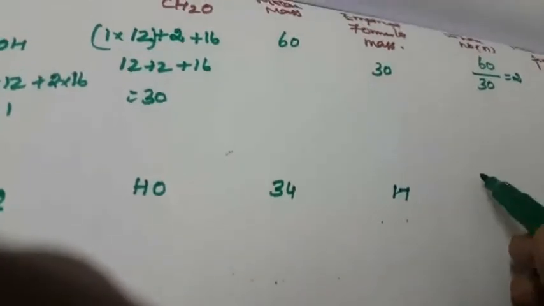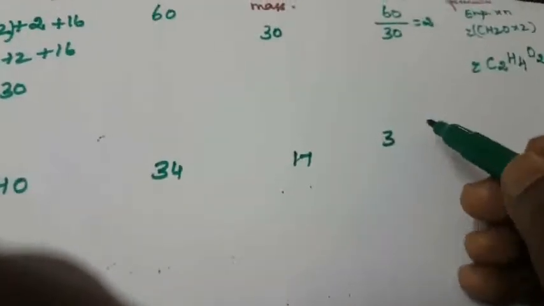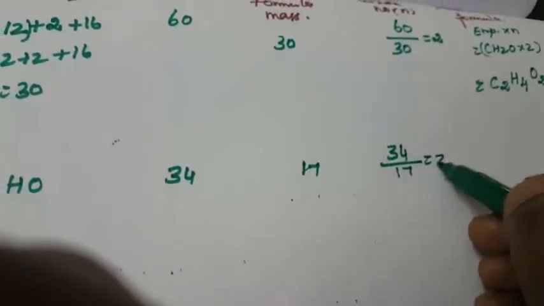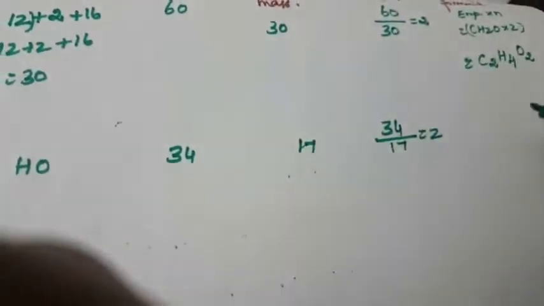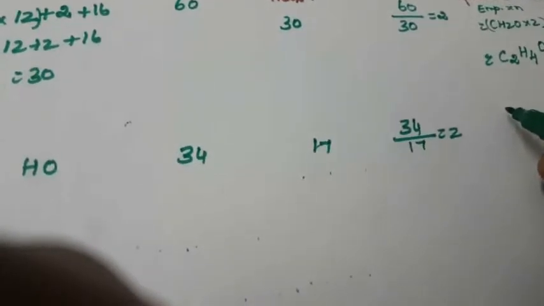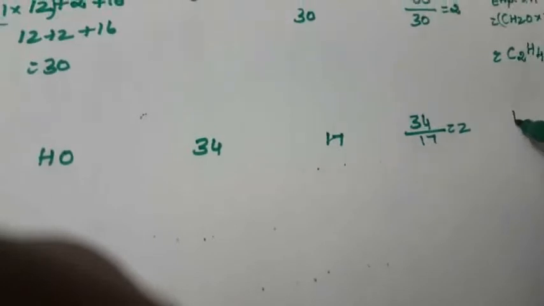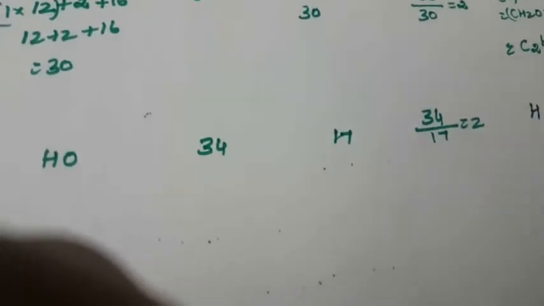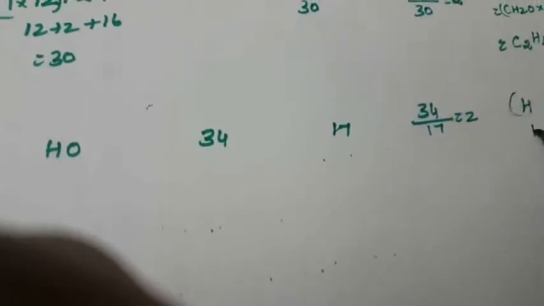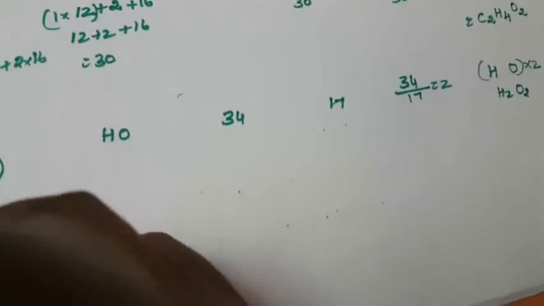How to calculate the whole number ratio? That is the molar mass divided by the empirical formula mass. So 34 divided by 17 equals 2. Okay, how to calculate the empirical formula mass? For hydrogen peroxide, hydrogen and oxygen, you multiply by 2, so H2O2. So this molecular mass is calculated, and this is the given mass.